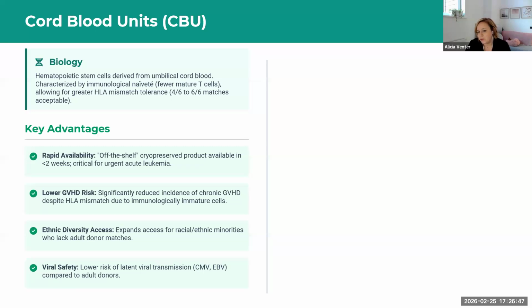Ethnic diversity, sure, but cord bloods are so expensive for South African patients because South Africa, at least last I heard, didn't have a public cord blood bank, which means that all cord blood units have to be imported, and they are even internationally considered a much more expensive product. So I'm not sure that, at least in the South African context, it's improving ethnic diversity access. But there's, of course, also the viral safety benefit.